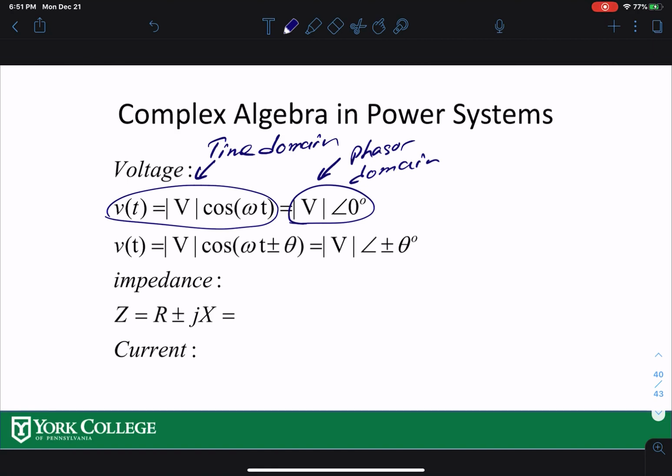So you can see that your angle is 0 because this is when time is 0, and your angle is 0 here too. So there is no reference angle. So that's why time is 0.